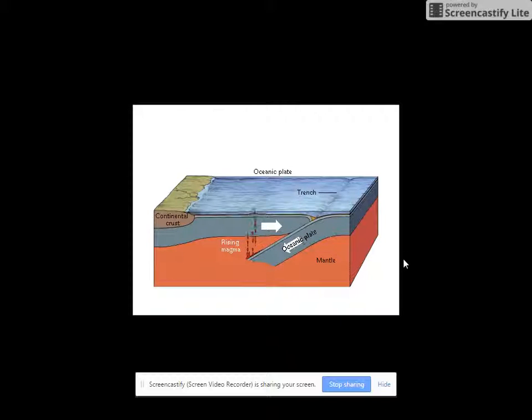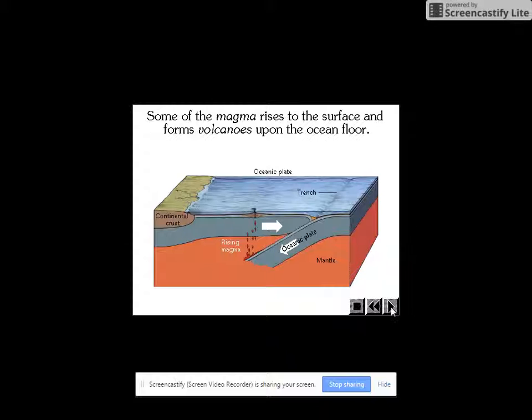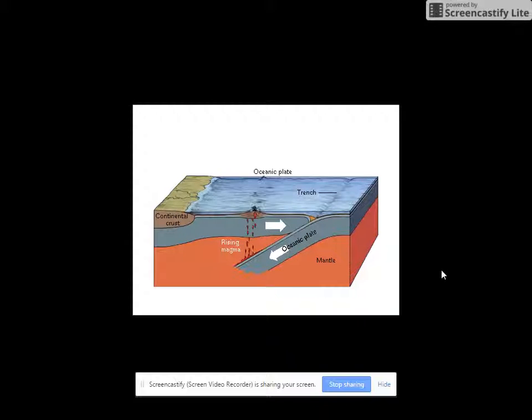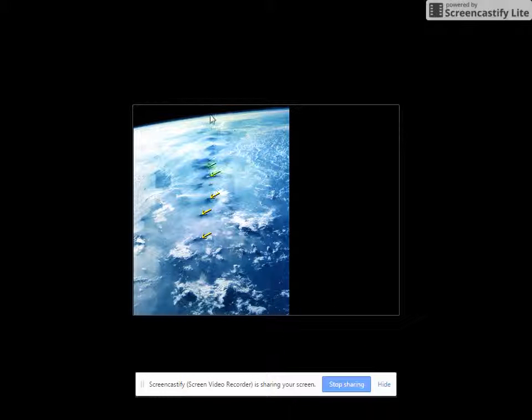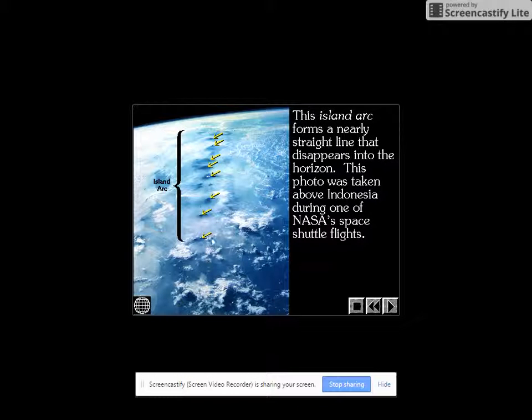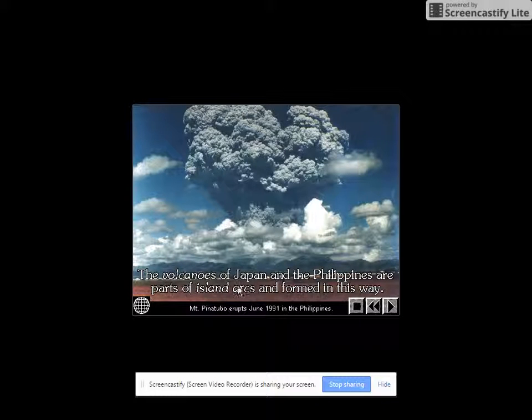Eventually, these will pop out of the water, and we begin to form islands. And so here we have a chain of islands created by volcanoes. Those are called island arcs. Here's a satellite picture of a chain of volcanoes that are in the ocean that are just created because of a subduction zone and the subductive plate melting. The volcanoes of Japan and the Philippines are part of an island arc that are formed this way.